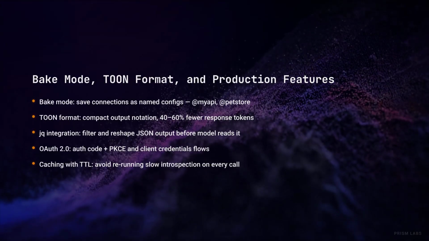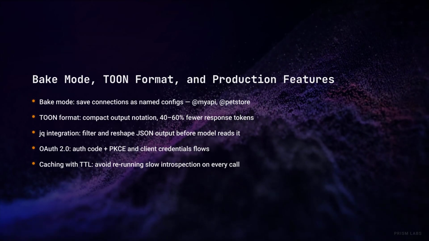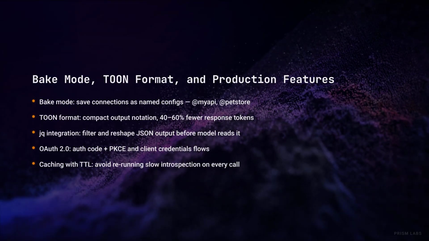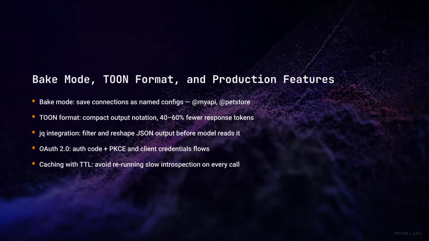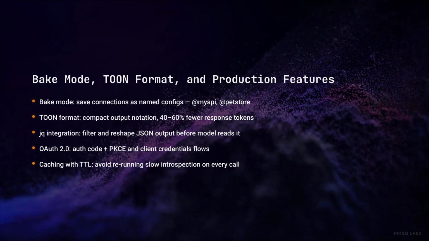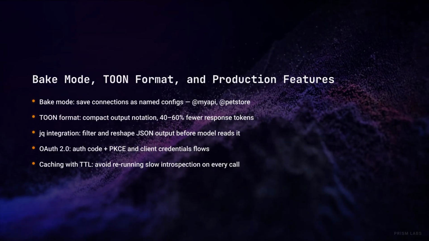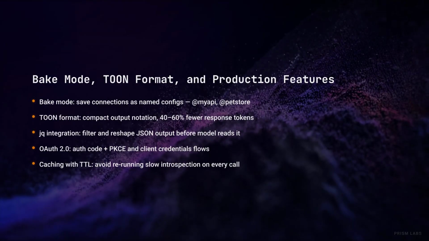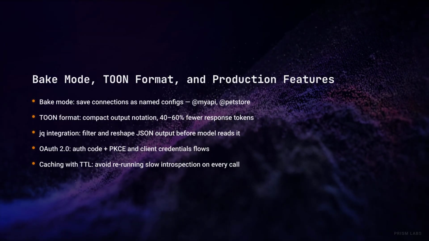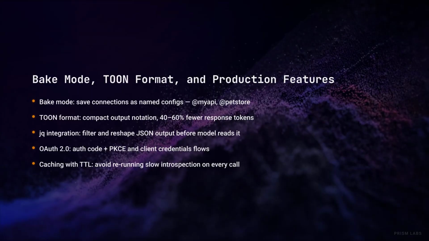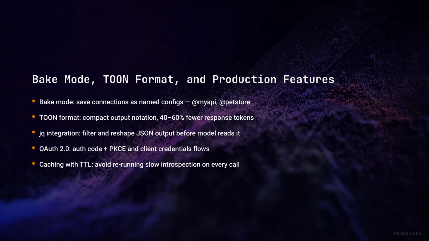From then on, you reference it with an @ and the name: ipet store, a myapi, a GitHub. No need to pass the spec URL or MCP endpoint every time. It's essentially an alias system for your tool configurations, and it makes the commands significantly shorter, which means even fewer tokens per turn.